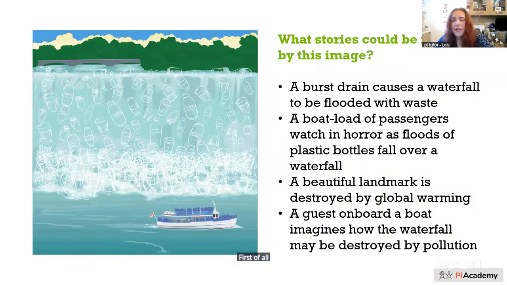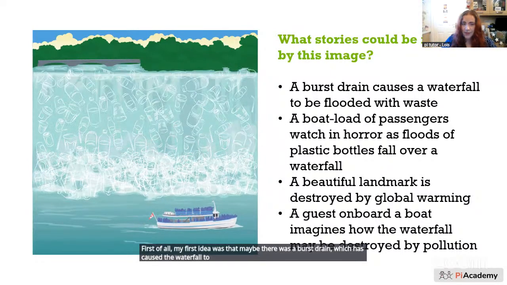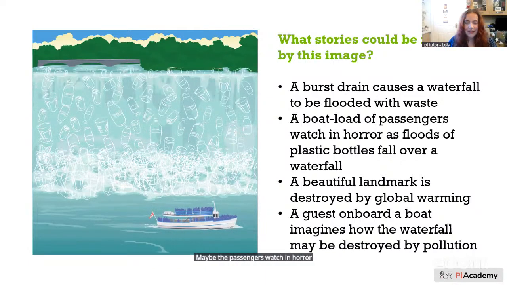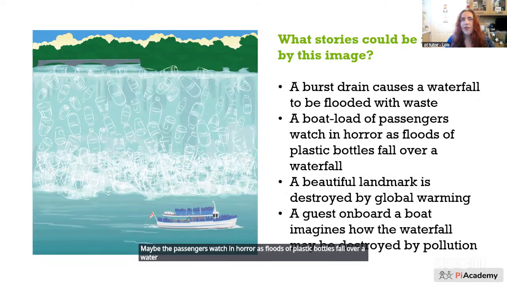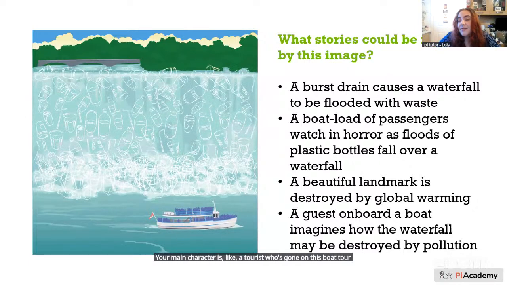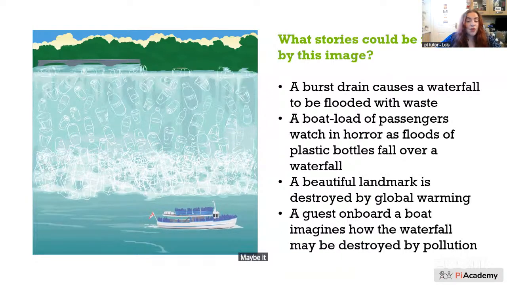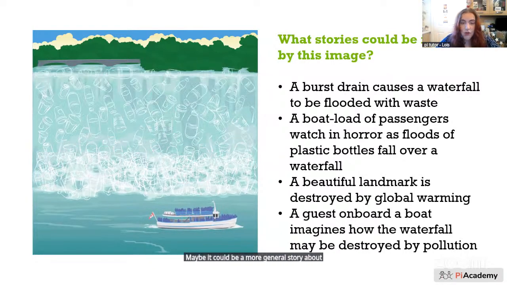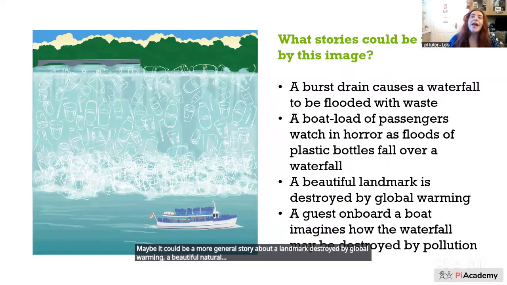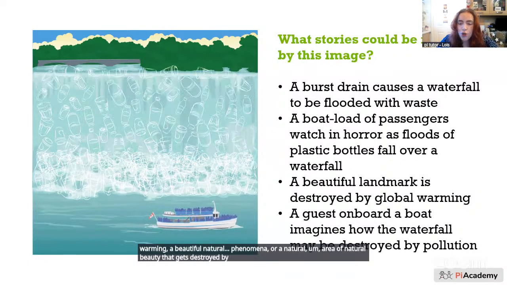First of all, my first idea was that maybe there was a burst drain, which has caused the waterfall to be flooded with waste. Maybe the passengers watch in horror as floods of plastic bottles fall over a waterfall. So it could be that your main character is a tourist who's gone on this boat tour, and then this sudden horror strikes. Maybe it could be a more general story about a landmark destroyed by global warming, a beautiful natural phenomenon or an area of natural beauty that gets destroyed by pollution.